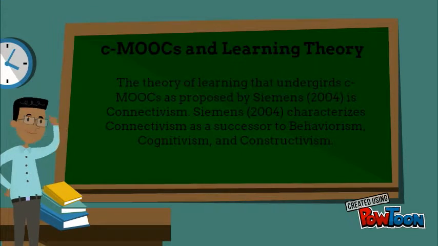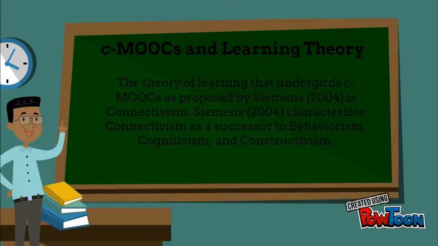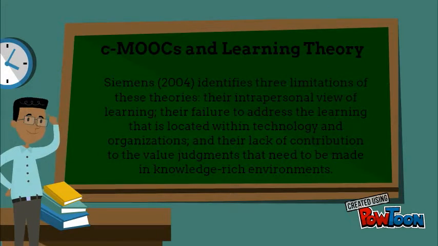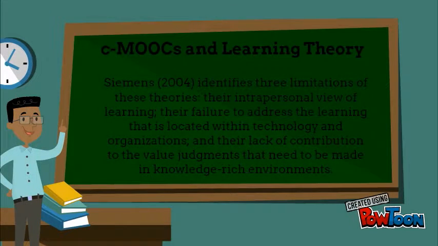CMOOCs and Learning Theory. The theory of learning that undergirds CMOOCs as proposed by Siemens is connectivism. Siemens characterizes connectivism as a successor to behaviorism, cognitivism, and constructivism. Siemens identifies three limitations of these theories: their intrapersonal view of learning, their failure to address the learning that is located within technology and organizations, and their lack of contribution to the value judgments that need to be made in knowledge-rich environments.